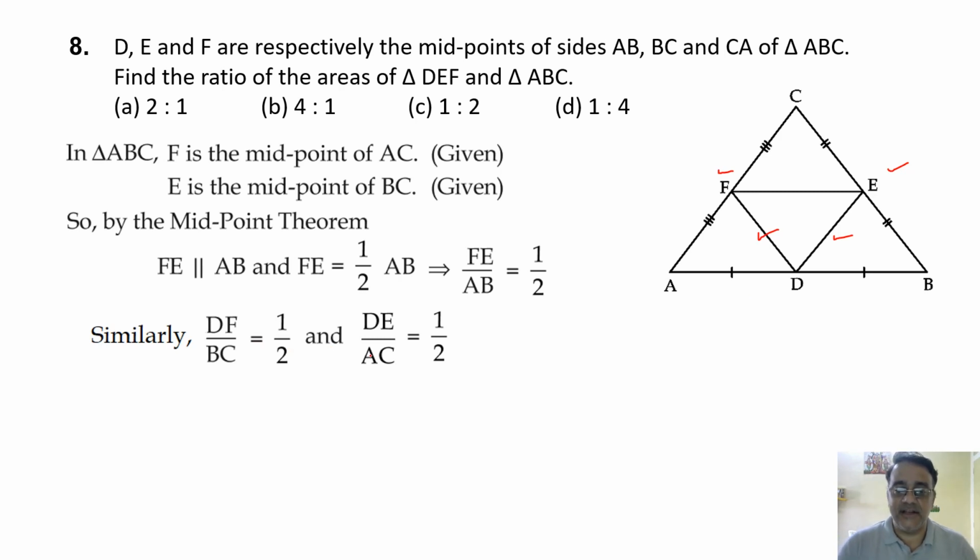That means all three corresponding sides are proportional. So these two triangles are similar. By which criteria? SSS criteria. Very good. SSS similarity.